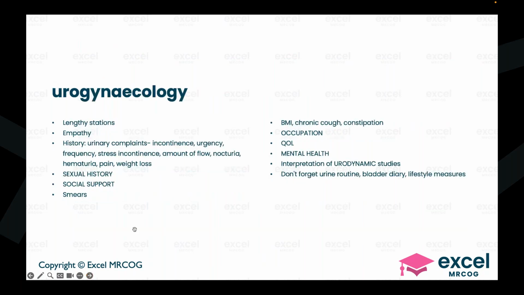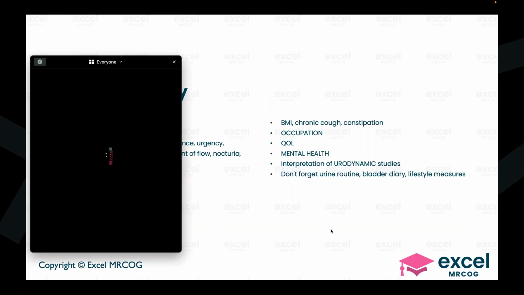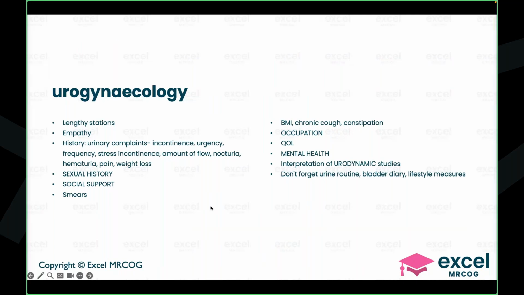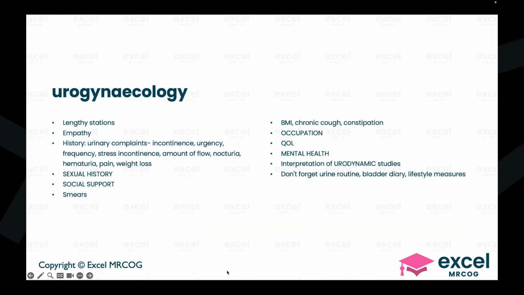Urogyne. Please remember that these are lengthy tasks. So now what are the things that you need to do in Urogyne? History is important because most of these tasks are incontinence tasks. Most of the time, or sometimes a lump in the vagina with incontinence, prolapse with incontinence, for example.